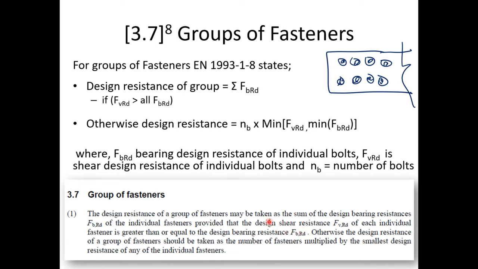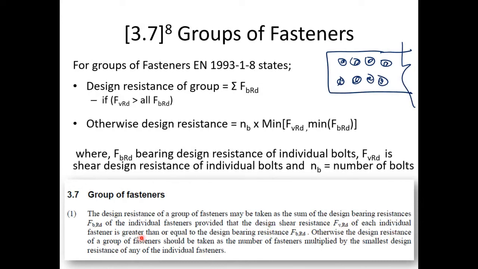So it's not in this case, because some of the bearing resistances are higher than the shear, and some of them are less than the shear. It says otherwise the design resistance of a group of fasteners should be taken as the number of fasteners multiplied by the smallest design resistance of any of the individual fasteners. Okay, so in our case, for the internal 6 fasteners, the bearing resistance is higher than the shear. For the external 2, the edge 2, the bearing resistance is lower than the shear. So therefore we don't meet the first part of the clause.